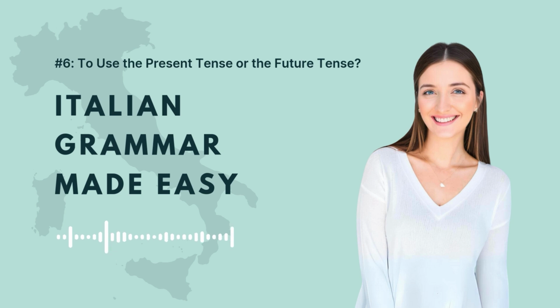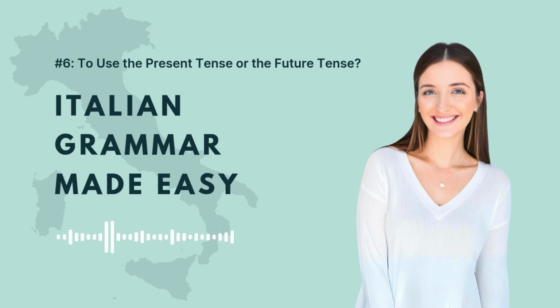Here is another example. Ecco un altro esempio. Che ore sono? Saranno le 11. What time is it? I'm not completely sure, so I'm gonna say it's probably 11. Saranno le 11. I'm guessing the time. I'm not completely sure, so I use the future tense.